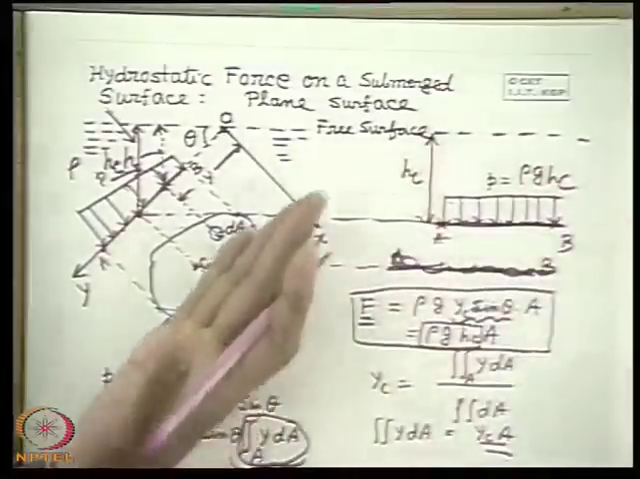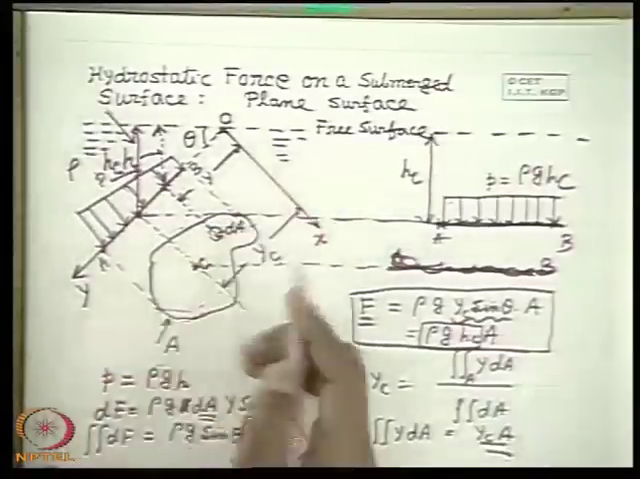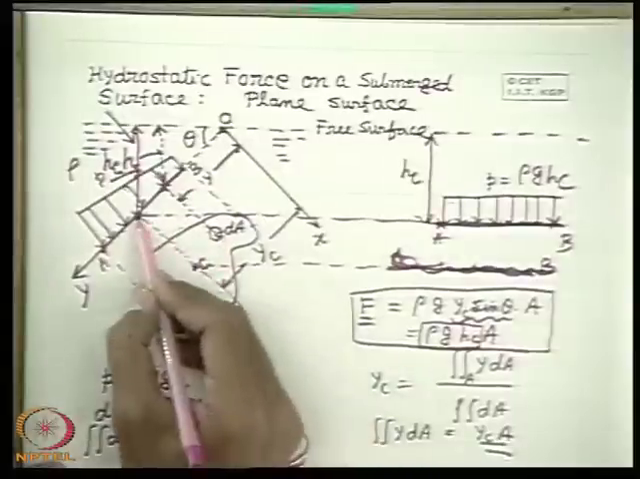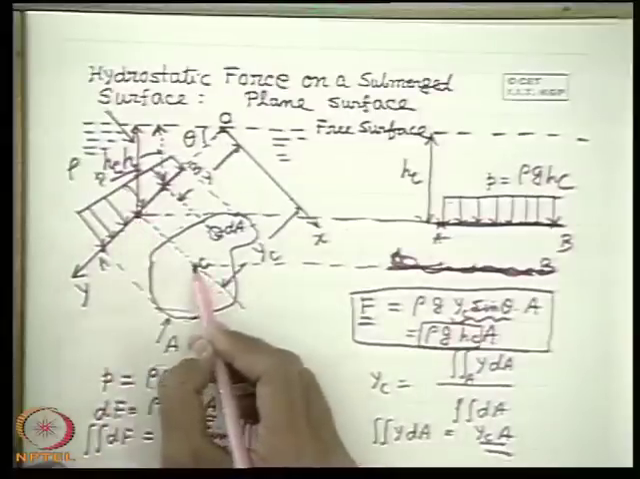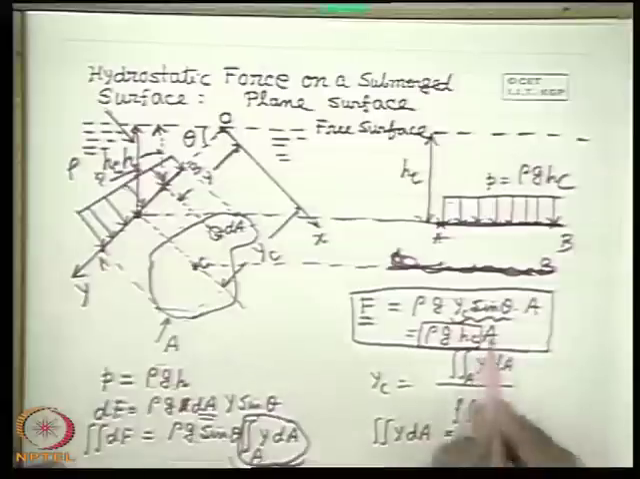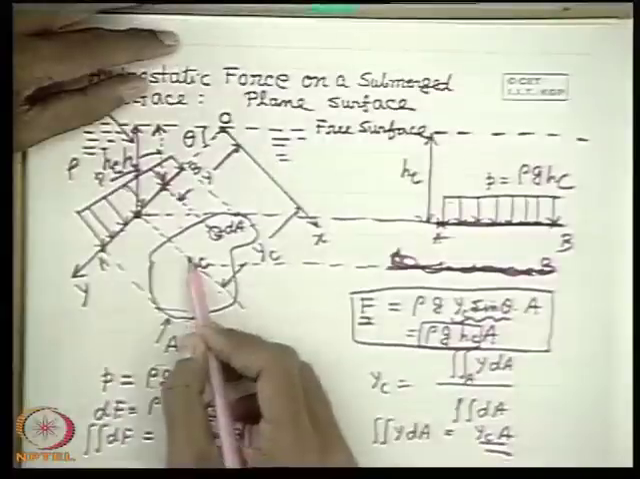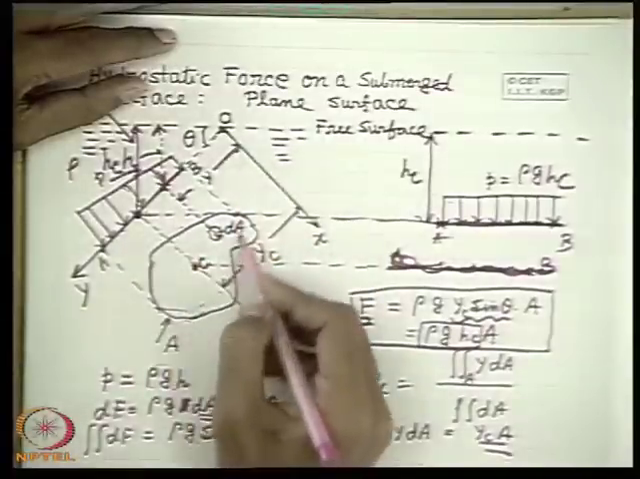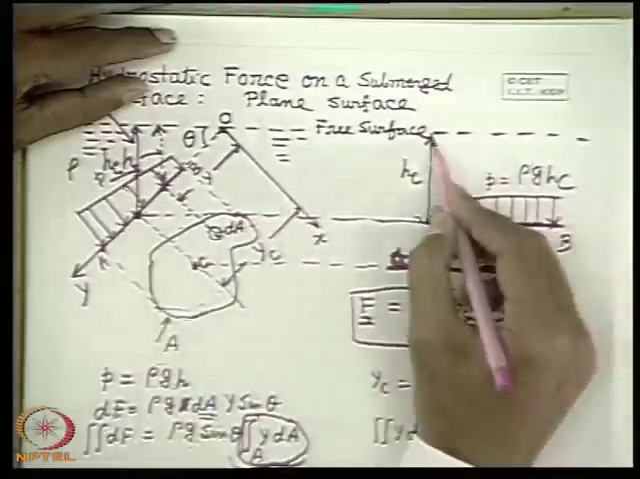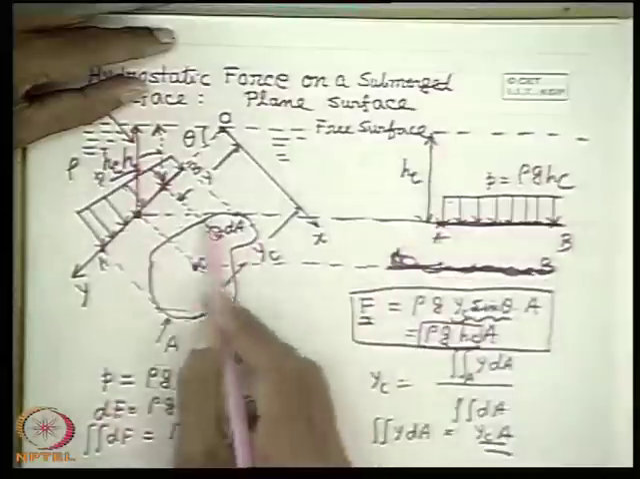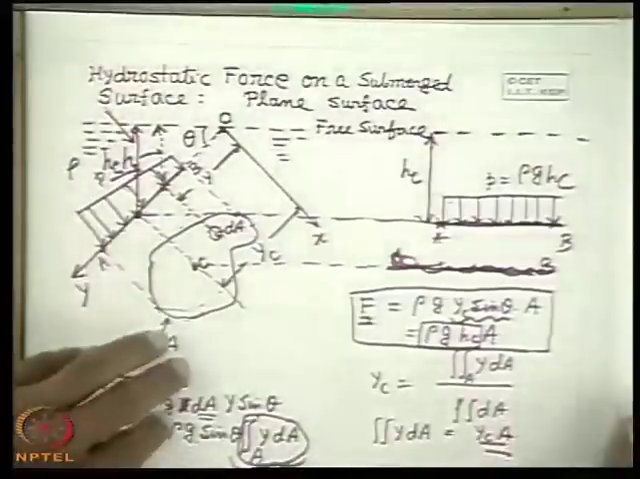That means placing an inclined surface submerged in a fluid is equivalent to placing the same surface at the depth of its center of area. That means if we know the depth at the center of area, we can find out the pressure, and pressure times the area is the total force. It will experience the same force as if it were placed in a horizontal position at a depth hc, which is the depth at which the center of area lies. So, this is one important conclusion.